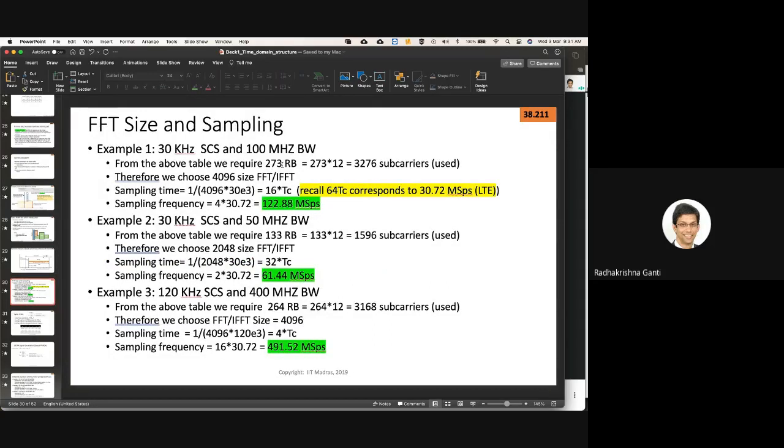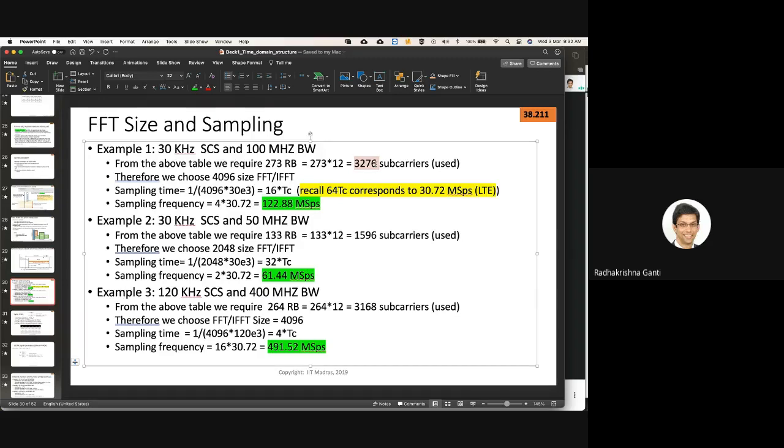So when you have 273 PRBs, each PRB has how many subcarriers? 12 subcarriers. So 273 times 12 is equal to 3276 subcarriers. So you have 3276 subcarriers, and you have to do an FFT. Generally, FFTs are of power of 2.